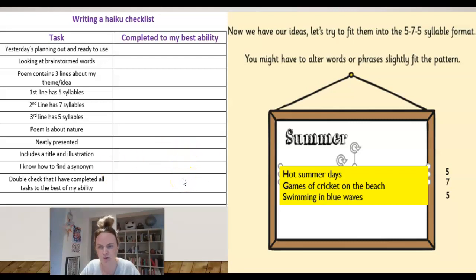Now I need to double check that I have completed all the tasks to the best of my ability. Well, there's a few jobs I've got left to do. I need to get an illustration and I actually need to fix up my presentation because it's not my best job.